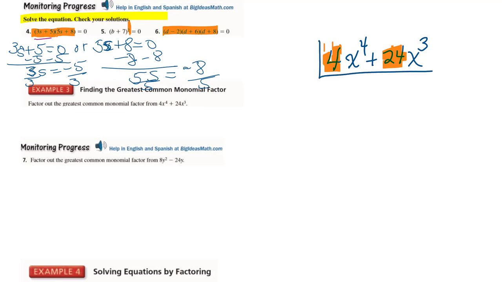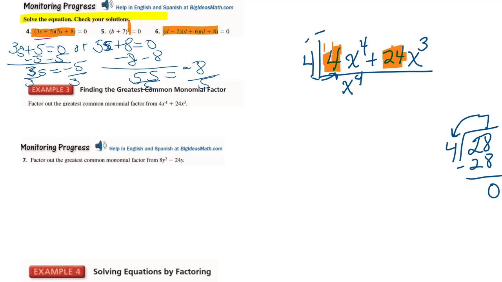Okay, so what I like to do is put an upside down division sign, because the division sign looks like this. If I had like 28 divided by 4, I would put the 7 up here, and then I would check, multiply, and then subtract, and I get 0. So we're going to do the same thing, but we're going to do it upside down. So we're going to be working down our paper. So I'm going to divide 4 out. I do 4 divided into 4x to the 4th. I get x to the 4th left, and then I do 4 divided into 24, and I get plus 6x to the 3rd.